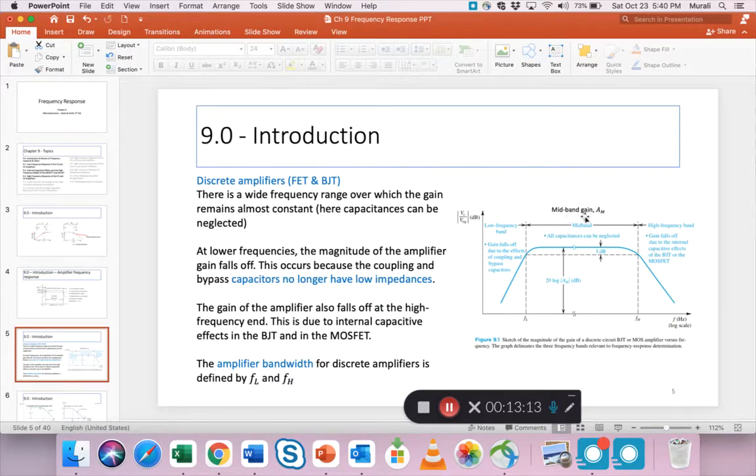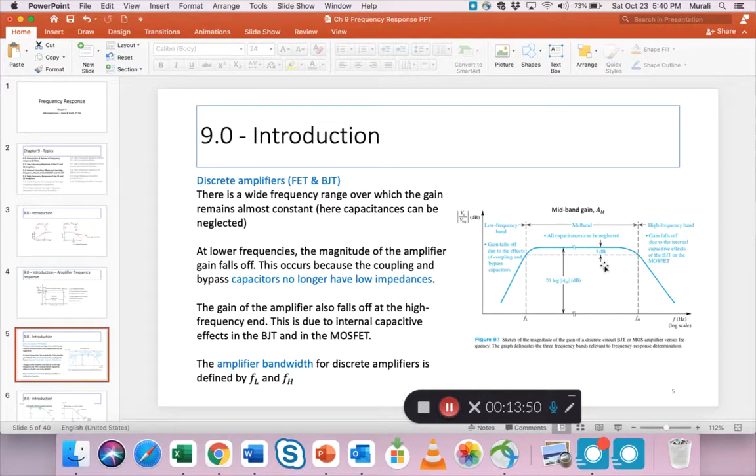But here the mid-band gain, we use the term A followed by M. Now remember, we have used AV and AO and GV and all that in the previous chapters. But for now, one important gain point is AM, and we assume that AM is available through a lot of range of the frequency band. So this portion is the mid band.